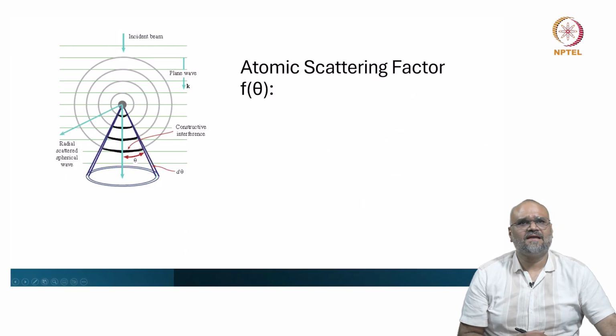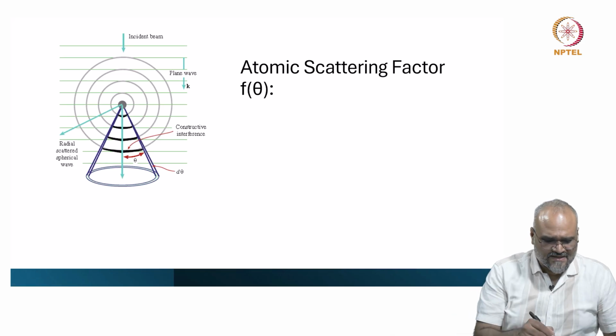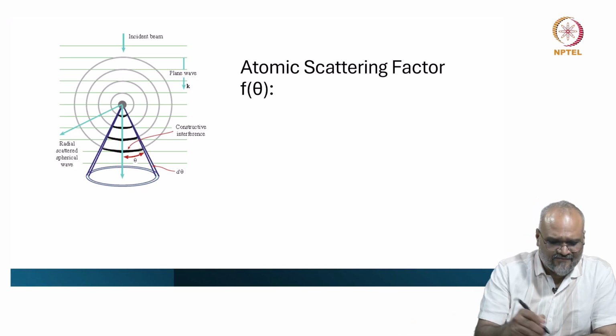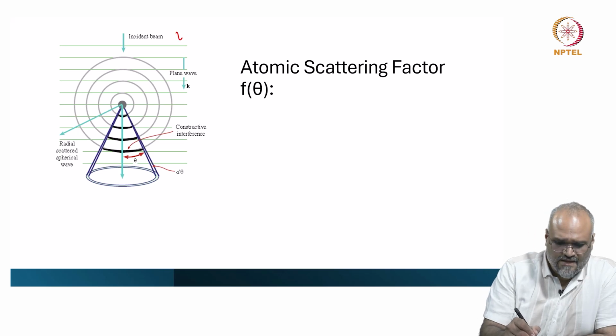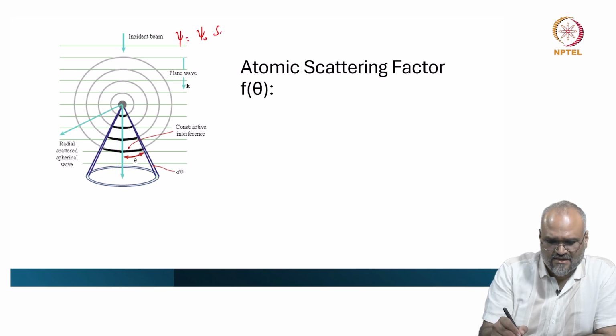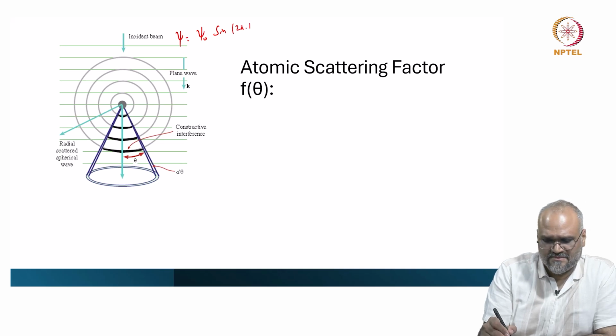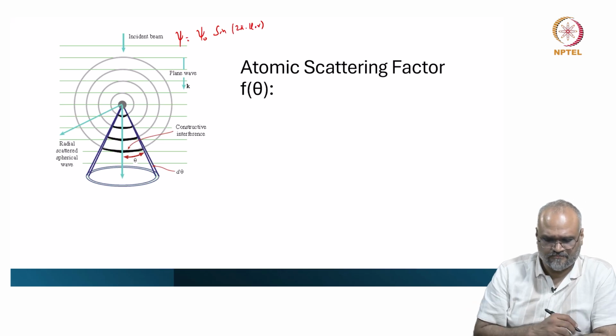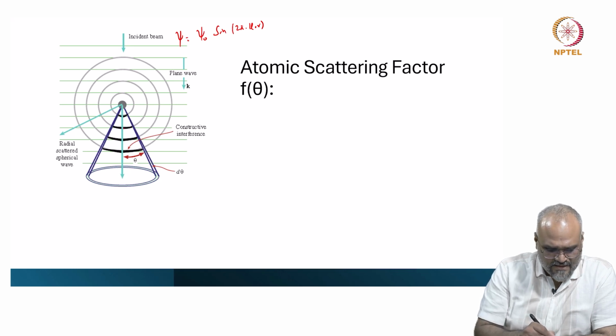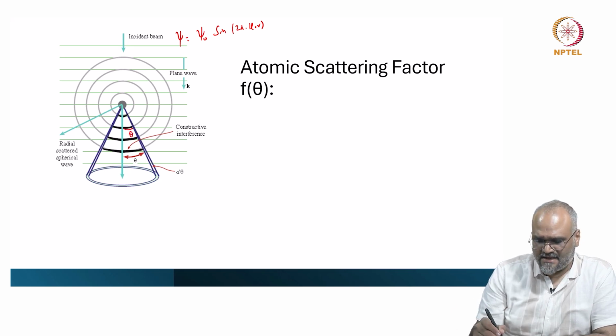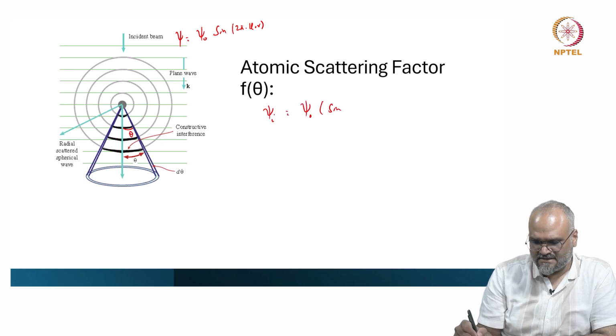So let us say I have an isolated atom, and if I have an incident beam and if I represent this as, say, psi is psi naught sine 2 pi k dot r, this incident beam now undergoes scattering, and let us say psi I is the incident beam with psi naught sine 2 pi k dot r.